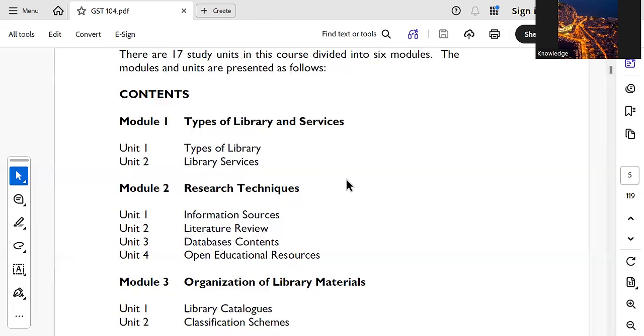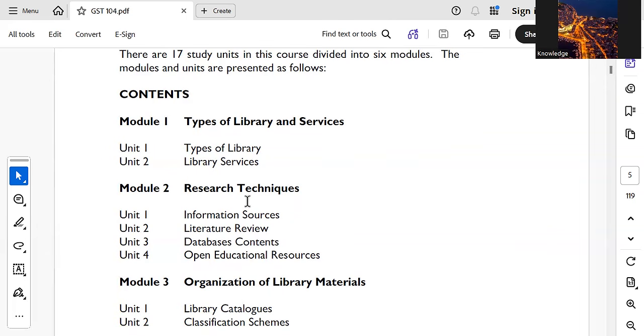Then after the history, that is when we'll talk about what a library is. Then we move to types of library and the library services we have. That will move us to module 2. In module 2, we'll talk about the research techniques. This is not a course you will like to skip, because it's very important for your final year projects, seminars, and the rest of them, because you learn a lot from the course.